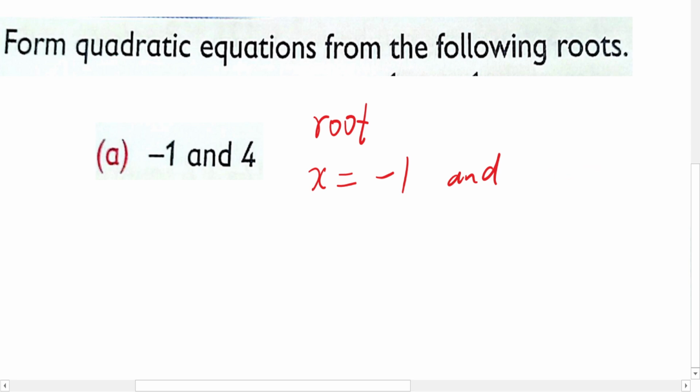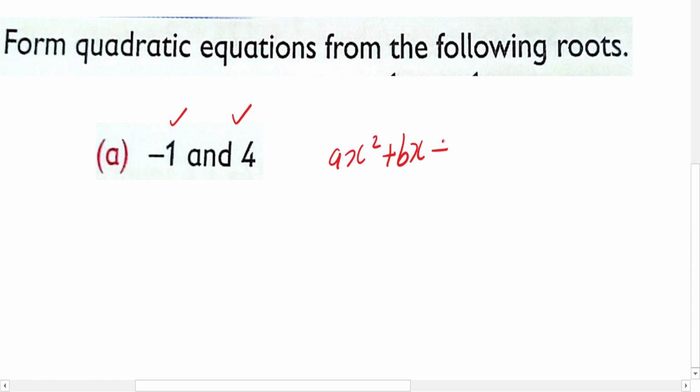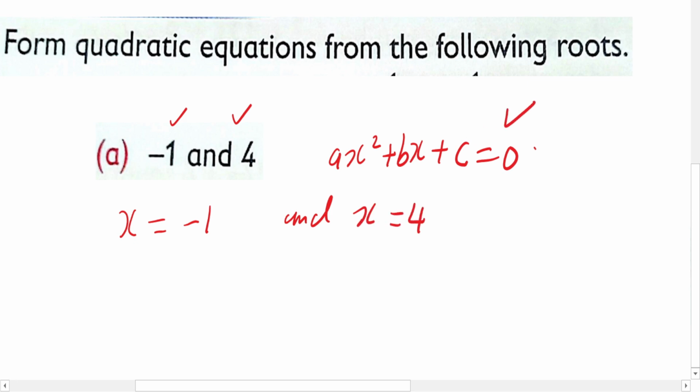For this question, your roots are -1 and 4. And when writing a quadratic equation, it should be in the form of ax squared plus bx plus c equal to 0. Now, this means that x equal to -1 and x equal to 4. And we need to write it this way. So if you put the -1 to the other side, then it becomes x plus 1, which is equal to 0. And if you put 4 to the other side, it's going to become x minus 4 equal to 0.